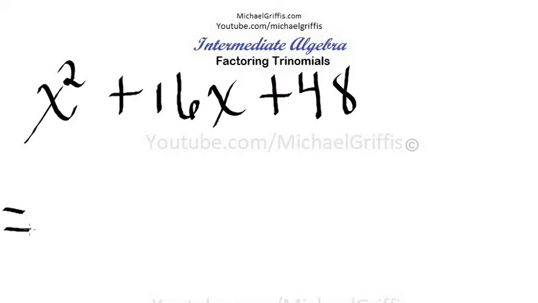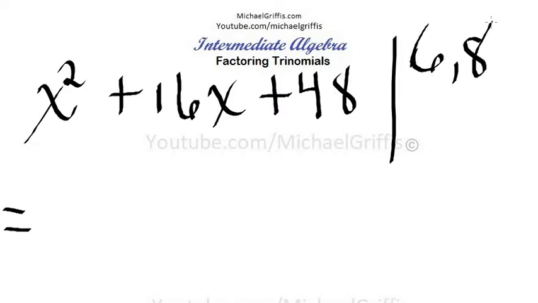Let's see. When we add them, we get 16. What about 6 and 8? 6 times 8 is 48. Let's look at this. 6 and 8. 6 times 8 is 48, but when we add them, do we get 16? No. We don't get 16.